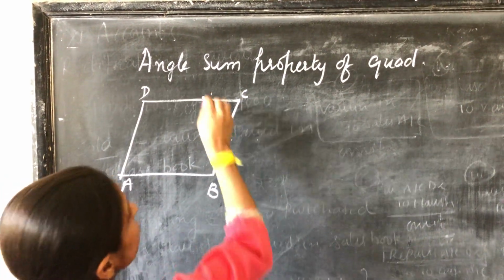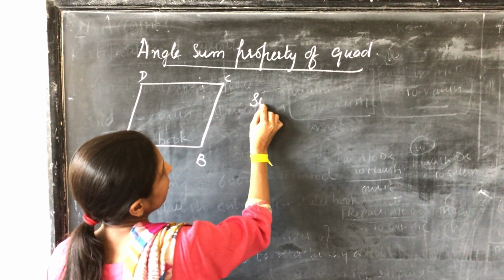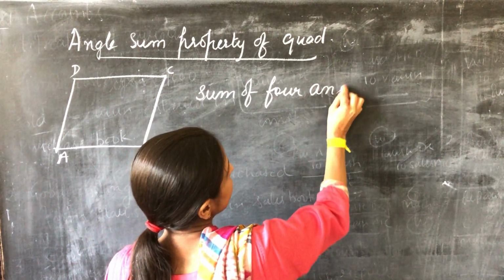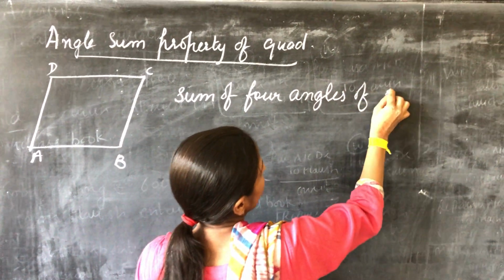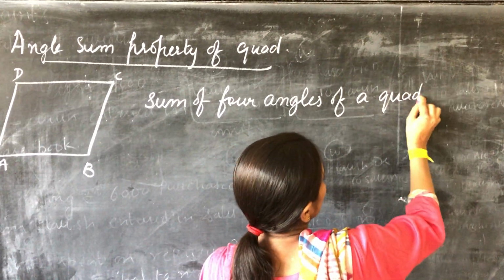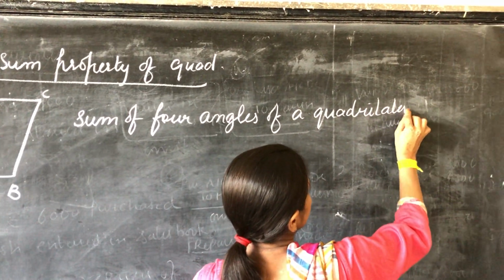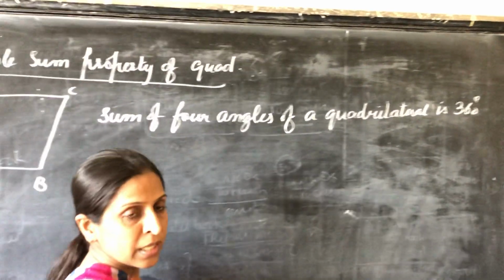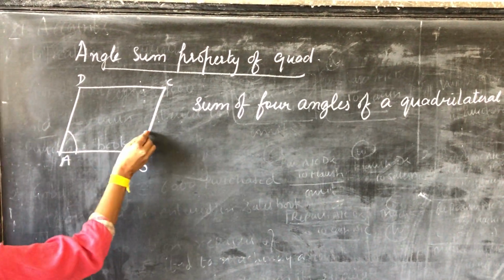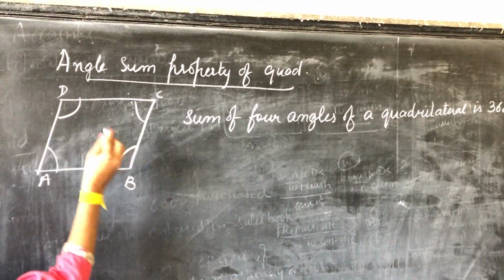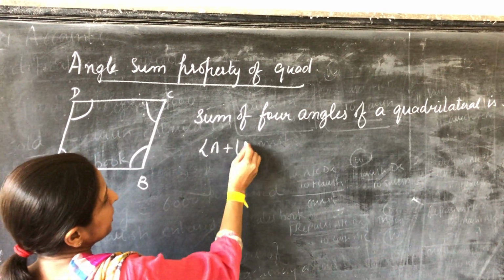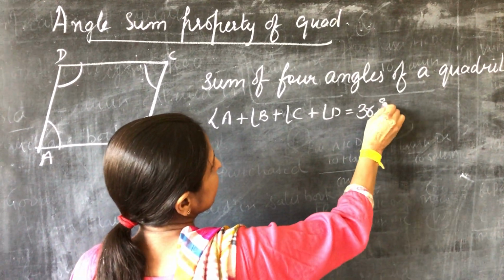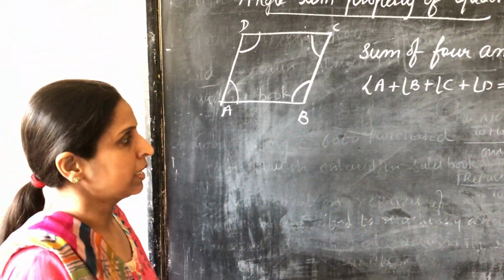You must have done it in junior classes also. The sum of four angles of a quadrilateral is 360 degrees. If I combine all these four angles, angle A, B, C and D, I join them, I will get an angle of 360 degrees. 360 degrees means a complete circle, right?